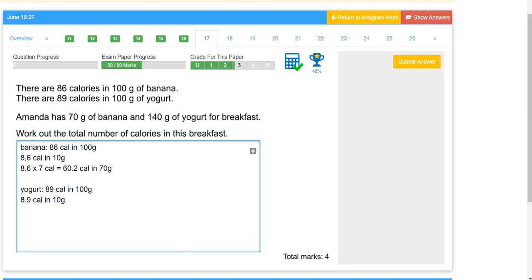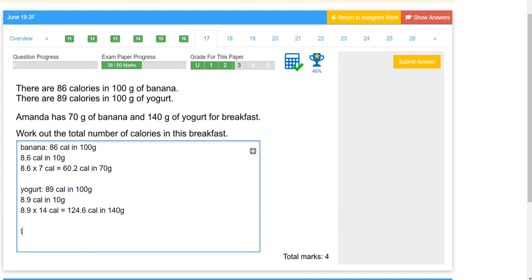So it's going to be 8.9 times 14. That's going to be a number of calories because there's 14 lots of 10 in 140 grams. So 8.9 times 14, and that works out at 124.6. And that's going to be calories in 140 grams of yogurt.